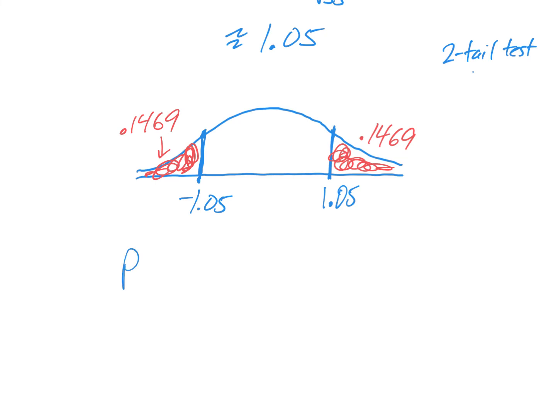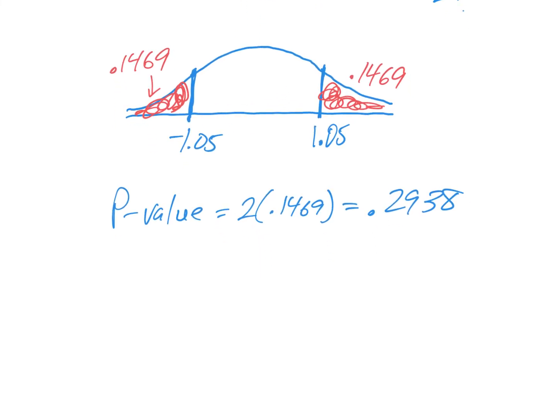So, ladies and gentlemen, our p-value for a two-tail test, the one where your alternate hypothesis is not equal to, is going to be 2 times the 0.1469, or 0.2938. So therefore, within my first 2 examples, I want you to see the 2 different things that could happen to the null: reject and fail to reject.